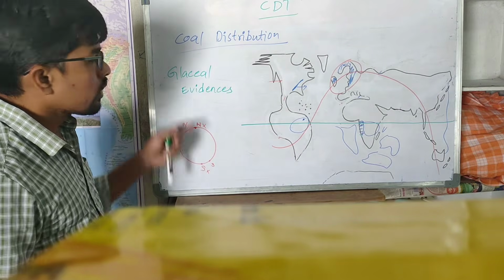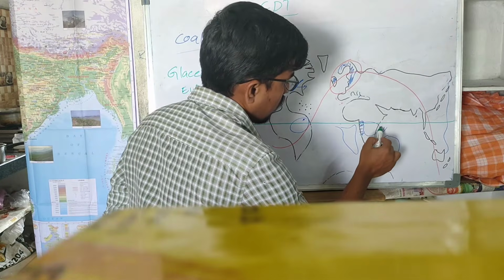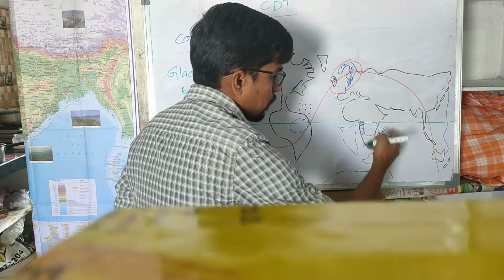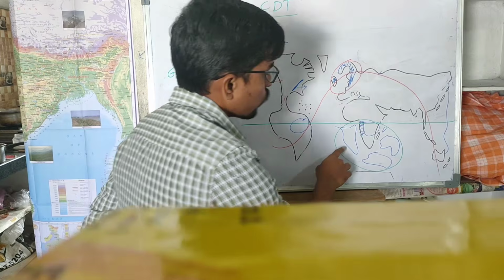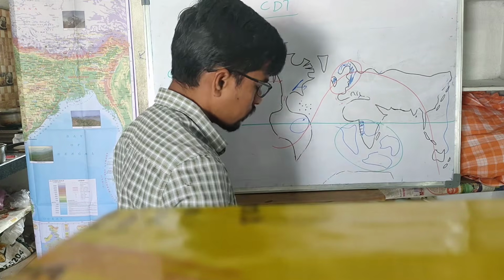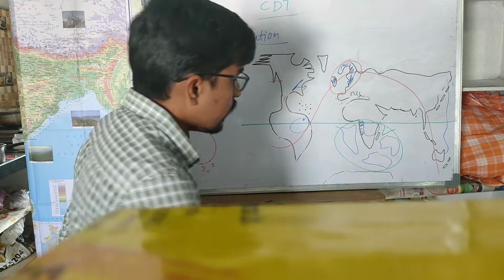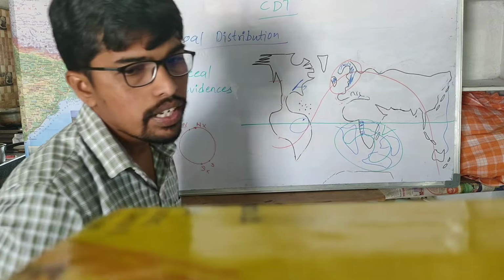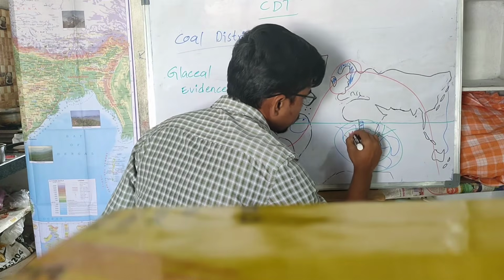According to Wegener, during the Carboniferous glacial period, all these continents were once united, especially in the southern Pangea: South America, Africa, Madagascar, Peninsular India, Australia and Antarctica. The glacial evidences are found in these areas. These are the glacial evidences which are presented here.